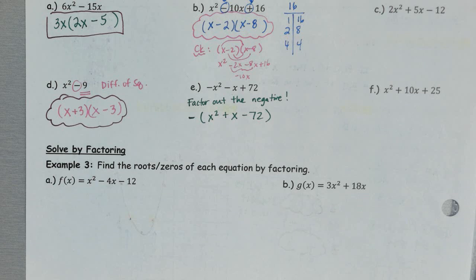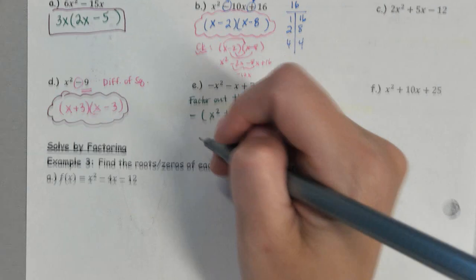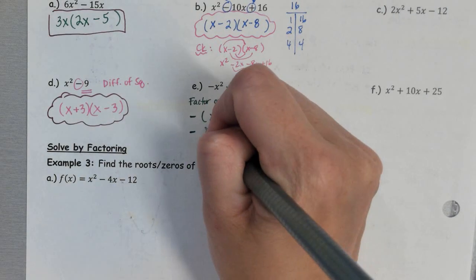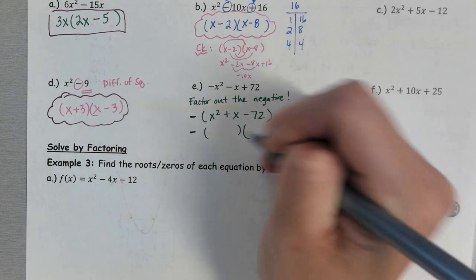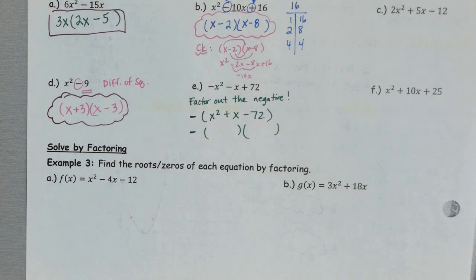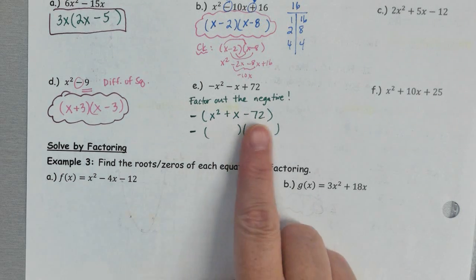And then from there, you're going to factor the trinomial. The only difference is the negative just stays on the outside. The same thing happens if you were to take a GCF out. It just stays in the front. Okay, so go ahead and factor this trinomial.